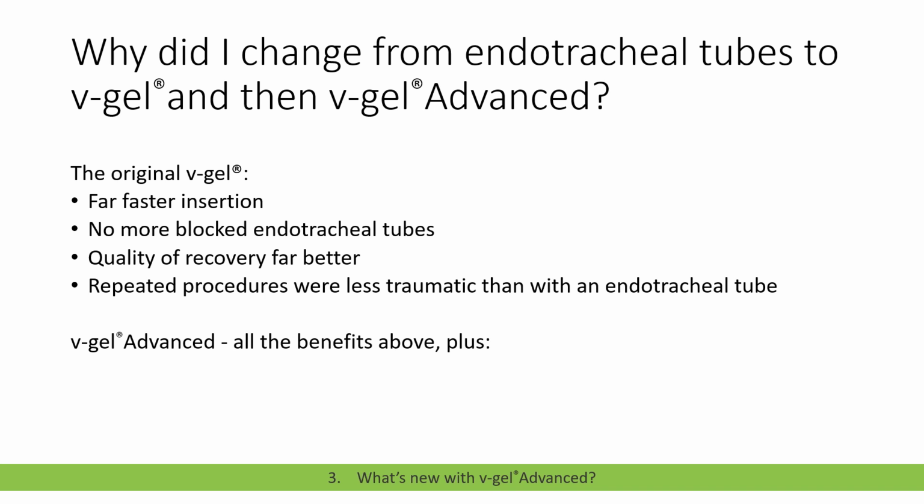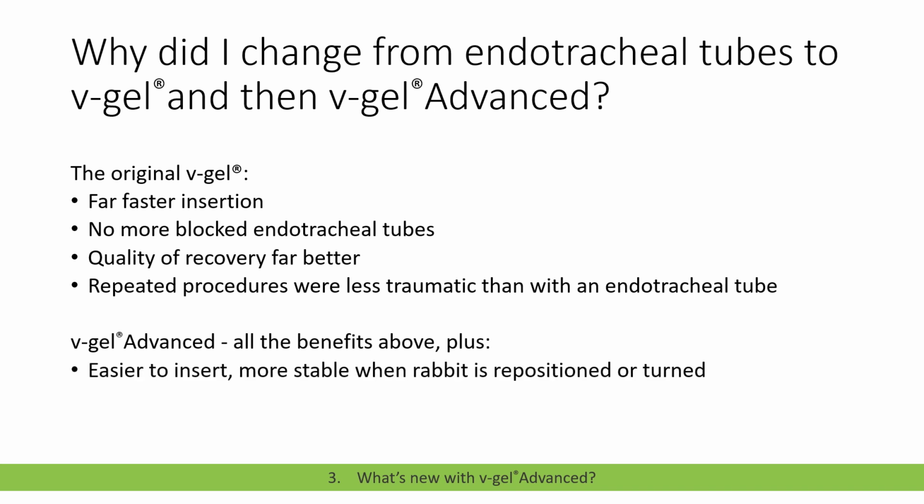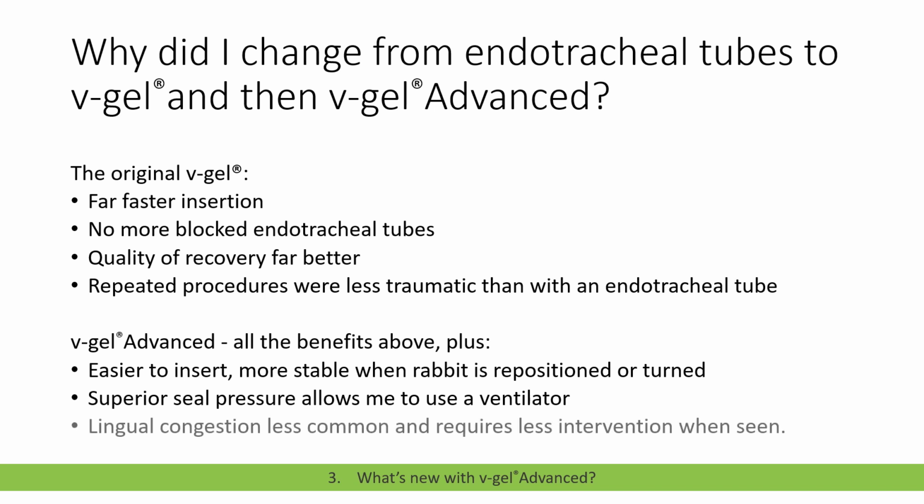from each intubation. When I switched to V-gel Advanced, what I found was more stability. So you didn't have that loss of the airway sometimes when you reposition or turn the rabbit. I found it much easier to use a ventilator. I can place the V-gel, plug it into my ventilator, turn it on, and off I go. And lingual congestion is less common, and it requires less intervention, less massage and messing around when you do see it.